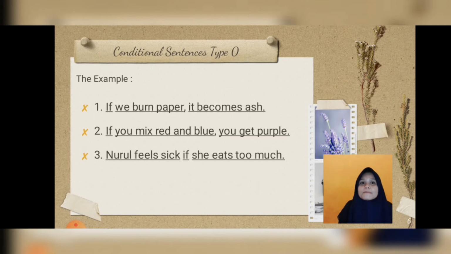First, if you burn paper, it becomes ash. Second, if you mix red and blue, you get purple. Third, Nurul feels sick if she eats too much. Okay, let's see. The first and the second example, the structure is if plus simple present tense plus simple present tense. But the third example, the structure is simple present tense plus if plus simple present tense.